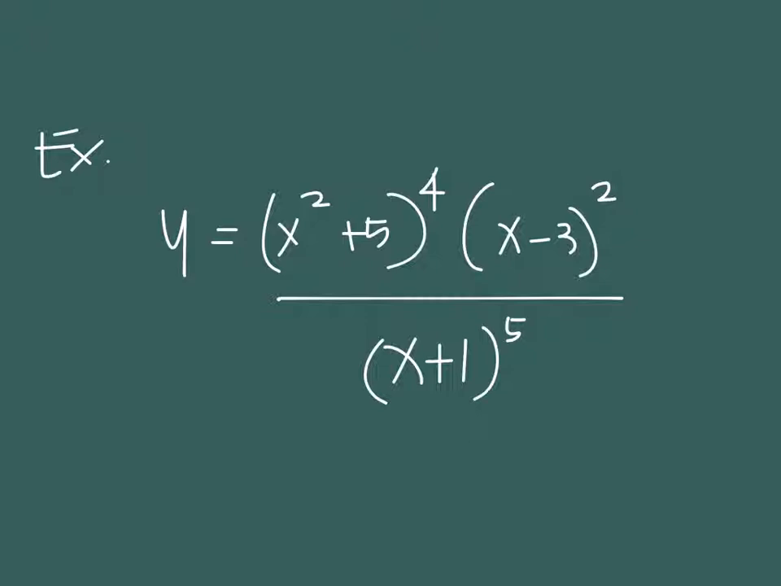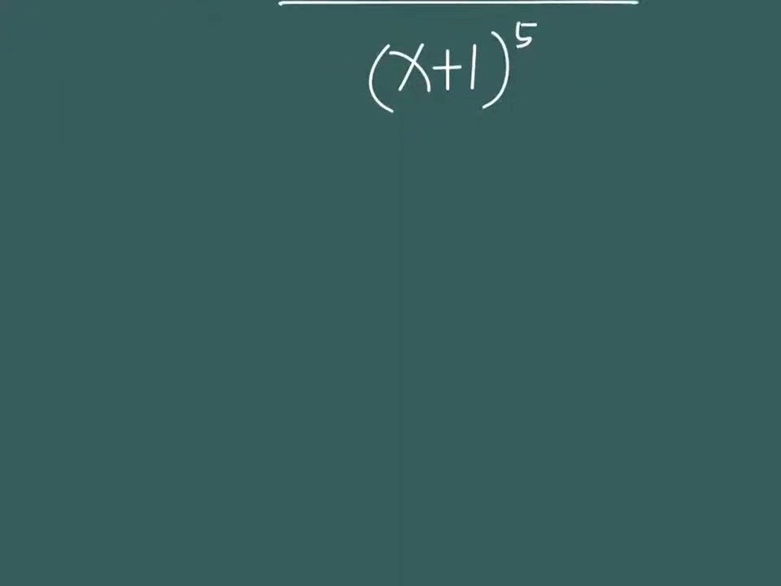So, obviously, it's no longer in the form of ax to the n. And at the same time, if we plan to expand x squared plus 5 to the 4, that will take some time. Even dividing it by x plus 1 to the 5th. So, if the expression is this complex, we now need more advanced rules.